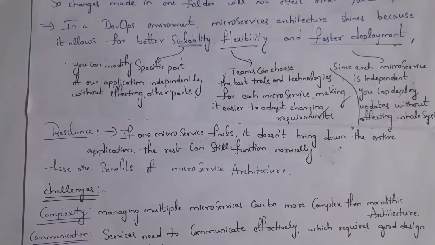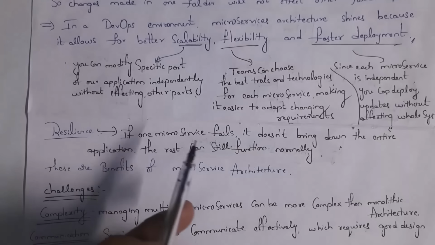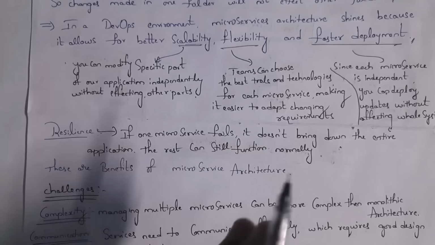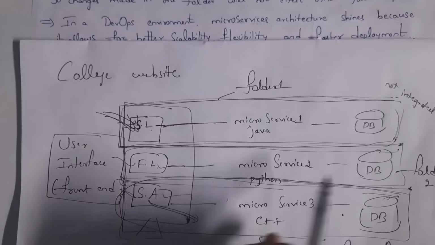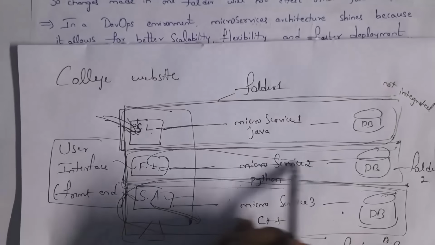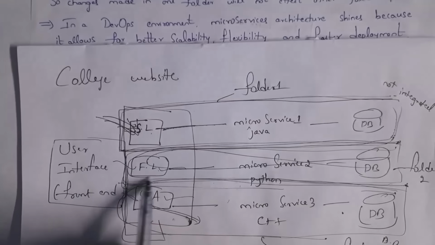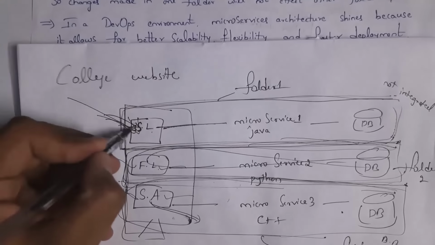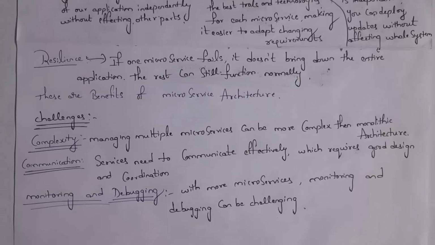And the last advantage is resilience. If one microservice fails, it does not bring down the entire application. The rest can still function normally. For example, if this faculty login is not working well, it will not affect student login and student attendance. Both will work normally. These are the disadvantages of microservice architecture.